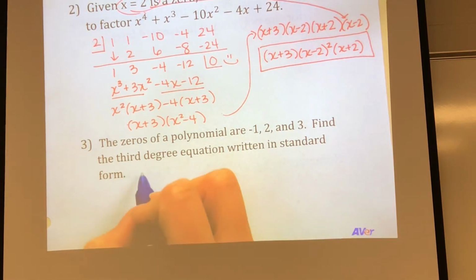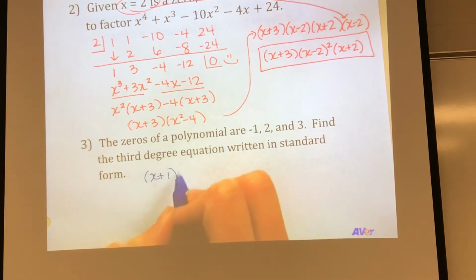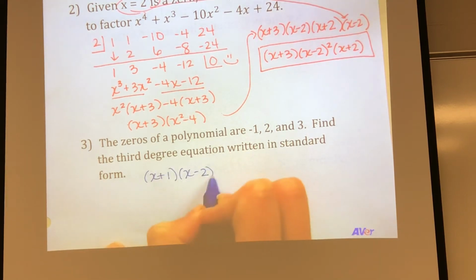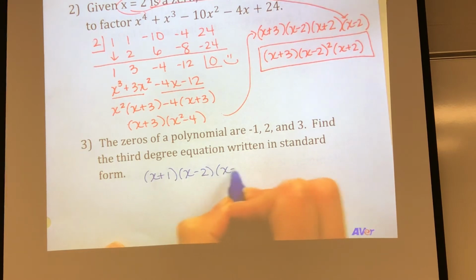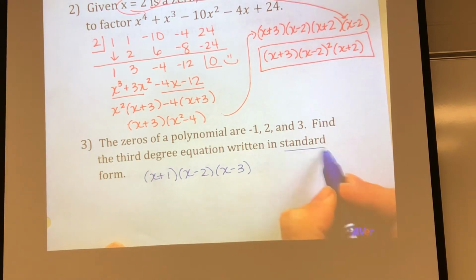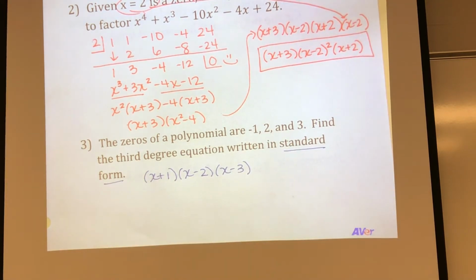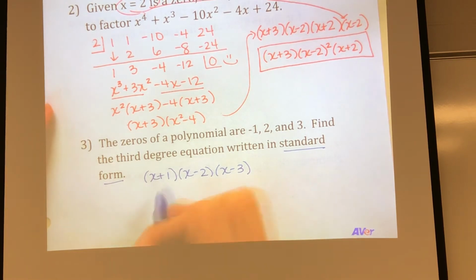So -1 is going to become x plus 1. A 2 is x minus 2. And a 3, x minus 3. To put it into standard form means we just have to FOIL that out. So hit pause, multiply the first 2 together, simplify, then take that answer and multiply it times the third one. Go ahead and give it a try, then come back and check.